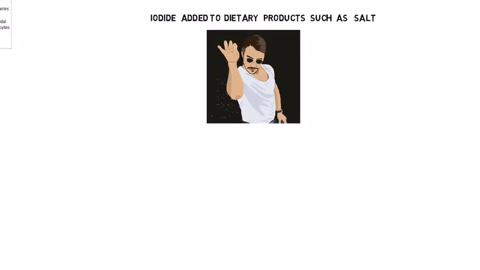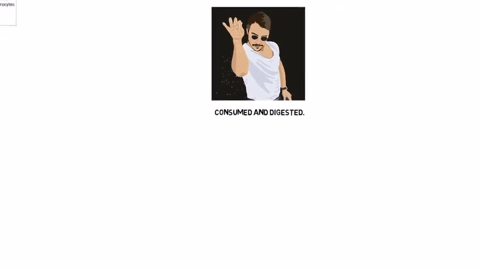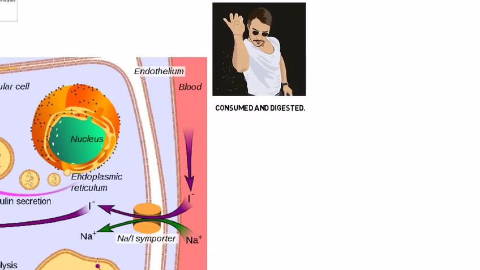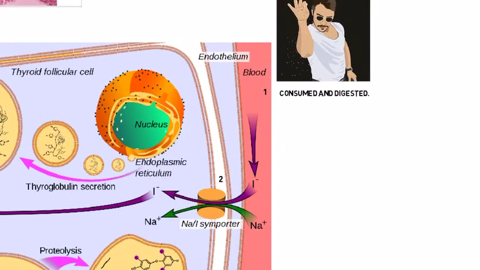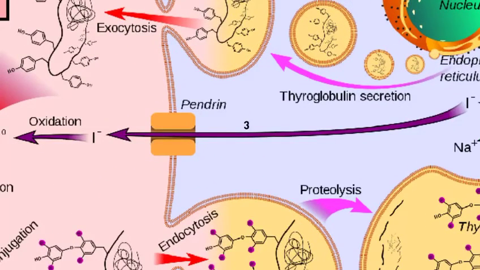Okay, so we take in and digest this iodide, and it's transported to the thyroid follicular cells through a channel called the NIS, or the sodium iodide symporter. And this is done against the concentration gradient. And once the iodide is inside these thyroid follicular cells, which surround the thyroid follicle, it continues to travel to inside the lumen of the thyroid follicle. And this is done through a channel called pendrin.